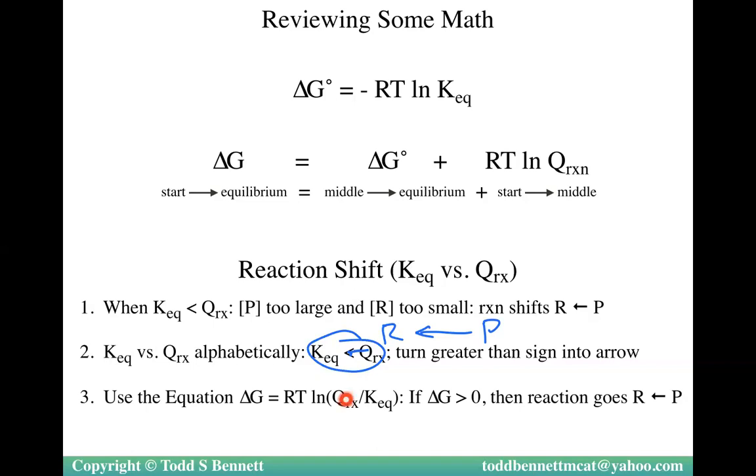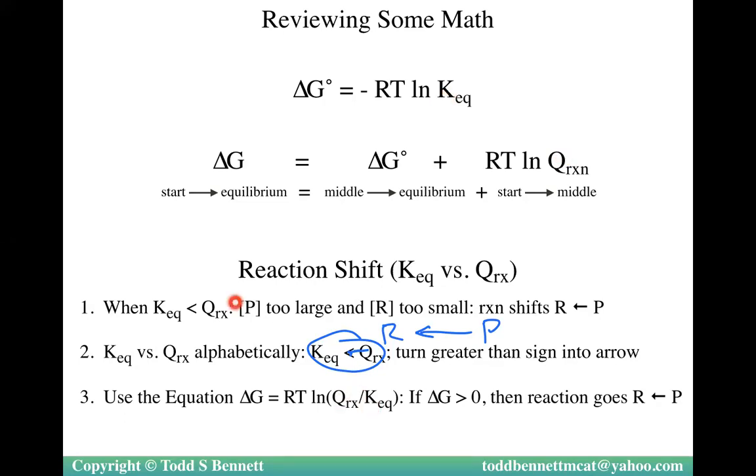And then finally, we can plug in. It's RT ln of Q over K. So if this is minus RT ln of K, minus means divide. So this number divided by this number, RT ln is the common part. So this is numerator, that's denominator. So Q over K.